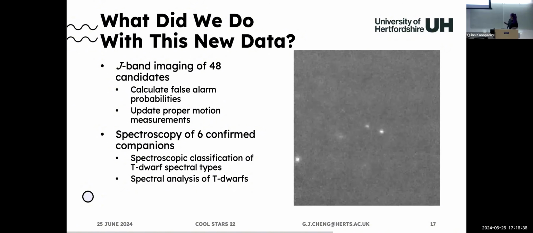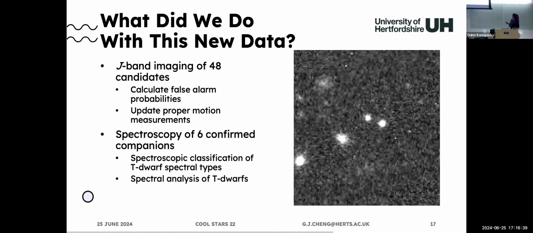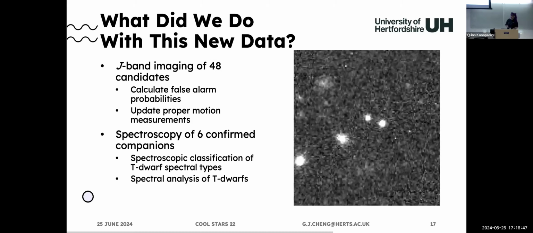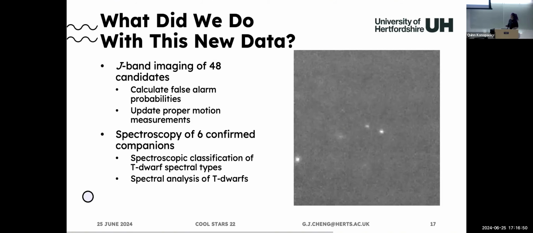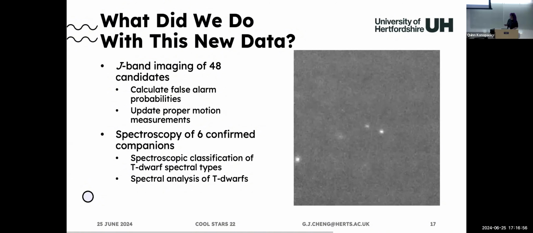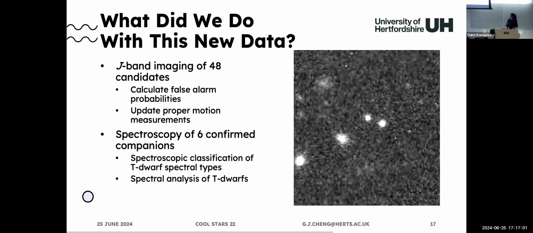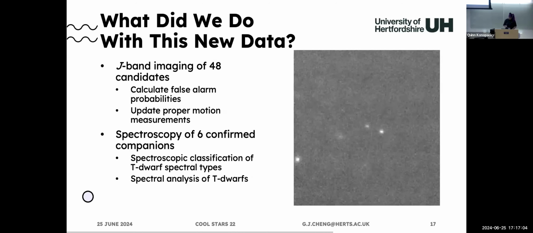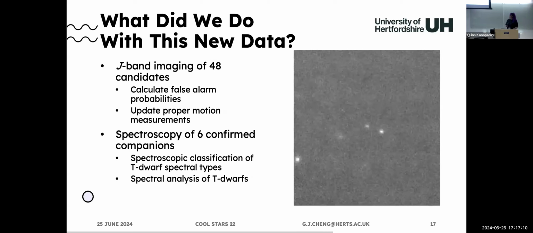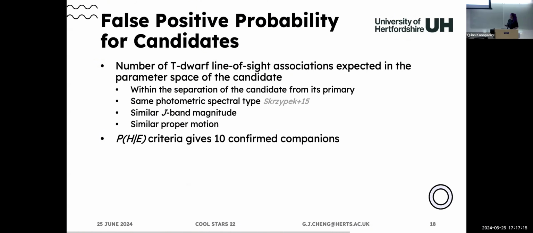Here we can see some common proper motion. This is a white dwarf and T-dwarf candidate. We got J-band images of 48 of our candidates and spectroscopy of 6 of our best candidate pairs of the T-dwarf candidate in the pairs. Hopefully, I'll be able to get those spectra reduced, and we'll be able to do some proper classification to verify that they are indeed T-dwarfs.